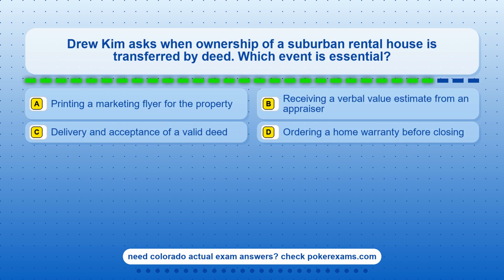Question 16. Drew Kim asks when ownership of a suburban rental house is transferred by deed. Which event is essential? Option A. Printing a marketing flyer for the property. Option B. Receiving a verbal value estimate from an appraiser. Option C. Delivery and acceptance of a valid deed. Option D. Ordering a home warranty before closing.